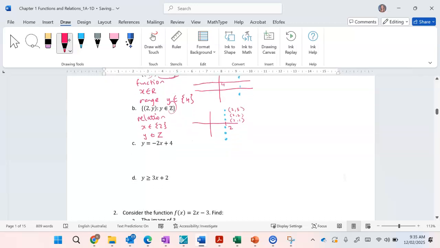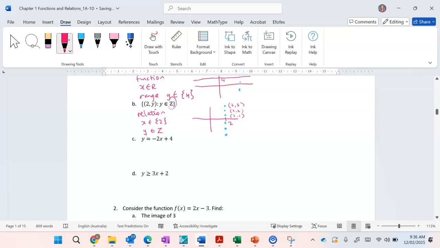All right, moving on to C. Here we've got a straight line graph. It goes through 4 and it's got a gradient of -2. So it's going to be 2 here, and it goes down like that. Crossing that graph using our vertical line test, we can see it's only going to cross it once. So it is a function.